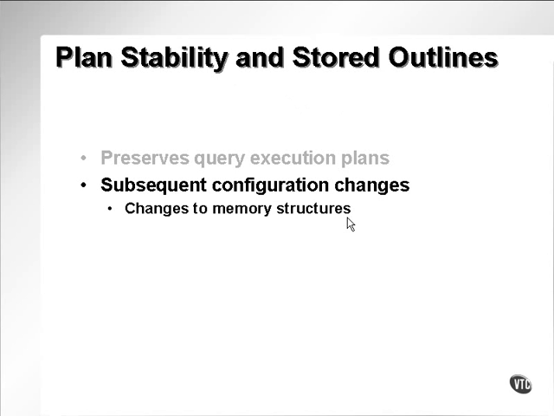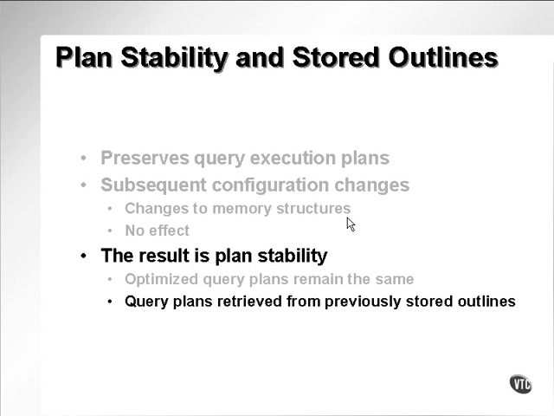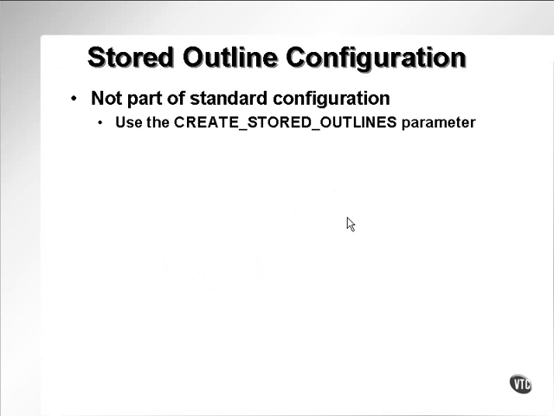Any subsequent configuration changes to memory structures will have no effect on stored outlines and queries using stored outlines to execute. Your result is plan stability. So you get optimized query plans remaining executing in the same manner regardless of statistics, dynamic sampling, or whatever else you may have set. So all query plans that exist are retrieved from previously stored outlines.